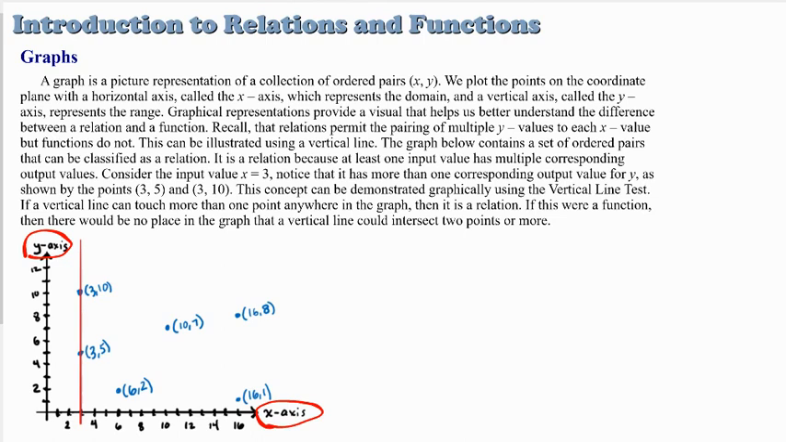This can be illustrated using what is known as the vertical line test. The graph below contains a set of ordered pairs that can be classified as a relation. It is a relation because at least one input value has multiple corresponding output values. So we see the input value 3 is paired with 10, and the input value 3 is again paired with 5. This concept can be demonstrated graphically using the vertical line test. If a vertical line can touch more than one point anywhere in the graph, then the graph is a relation. If this were a function, then there would be no place in the graph where a vertical line can intersect 2 points or more.